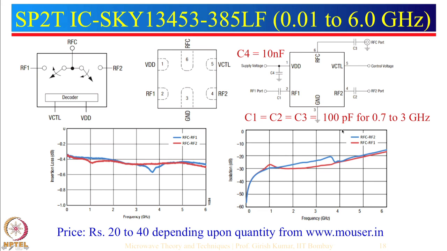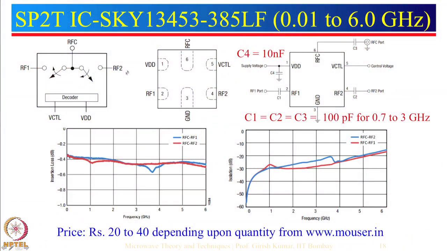Now these 100 picofarad capacitance values have been chosen in this frequency range because they provide relatively low impedance in this particular frequency range. If you want to operate this at a very low frequency of 0.01 gigahertz, these coupling capacitors should be at least 10 nanofarad or more. And if you want to operate the switch at around 5 to 6 gigahertz, then 100 picofarad should be reduced to maybe even 47 picofarad.